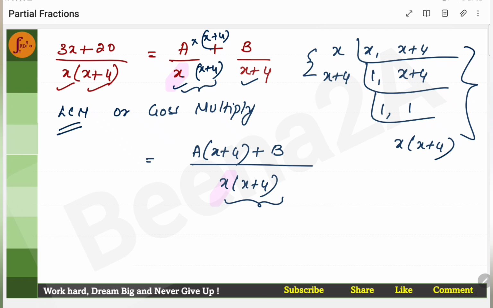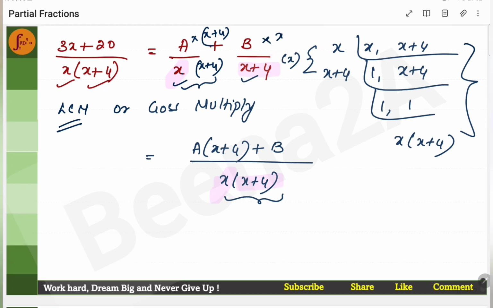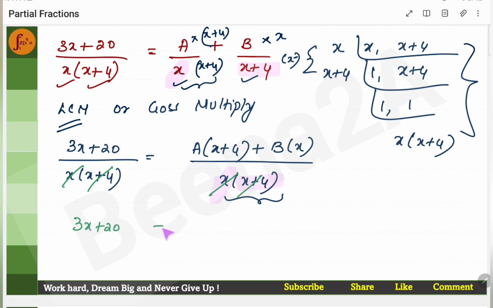Similarly with B, already x plus 4 is here, right? What is left over? X, right? So I have to multiply with x, but I have to multiply the numerator with x, right? Now you notice when I multiply this, I'll get this LCM. When I multiply this, I'll get this LCM, right? Now I'll copy the left hand side. Now the denominators will get cancelled, both are same. I'll be left with 3x plus 20 is equal to a into x plus 4 plus b into x.